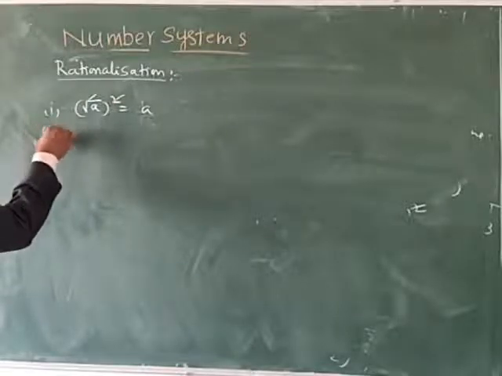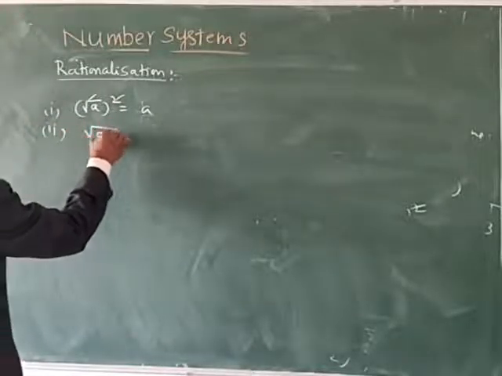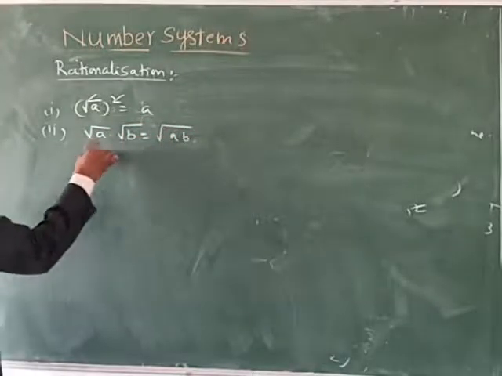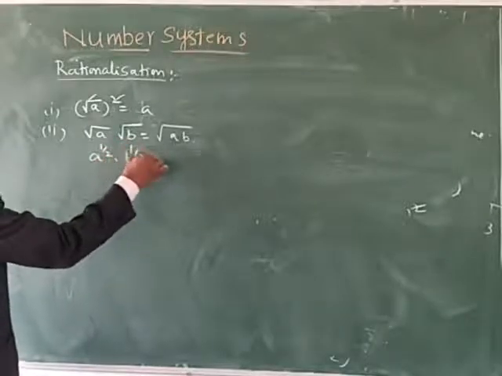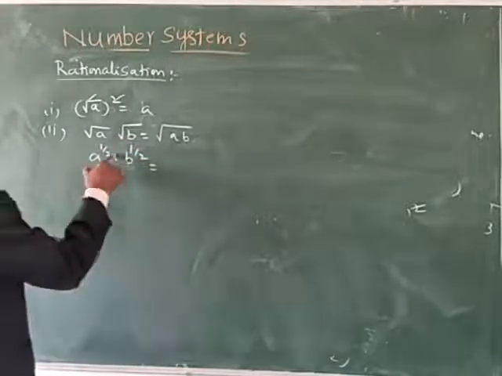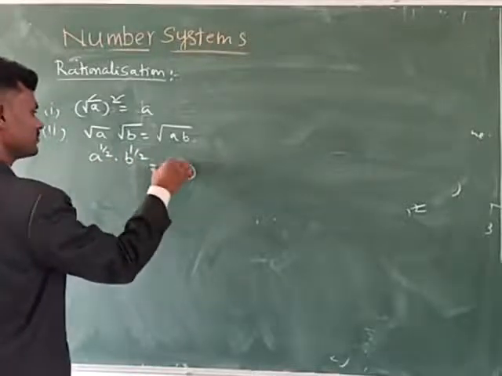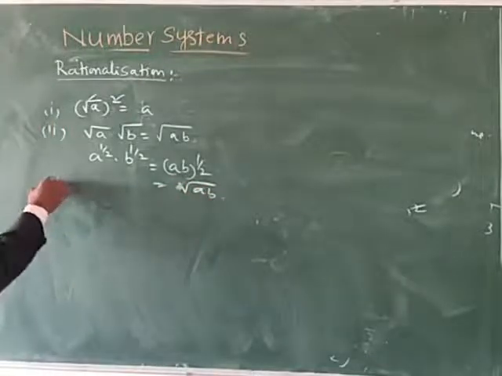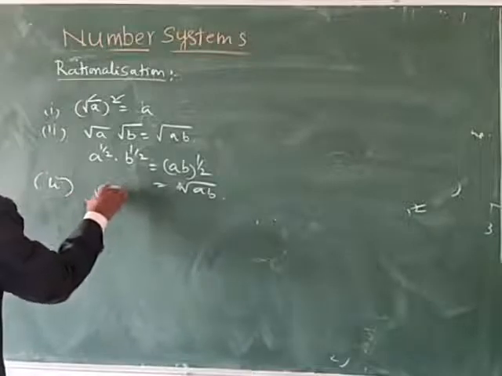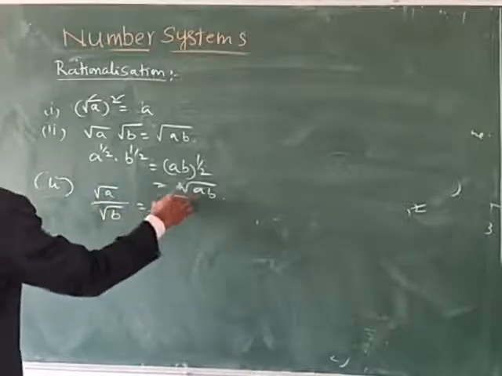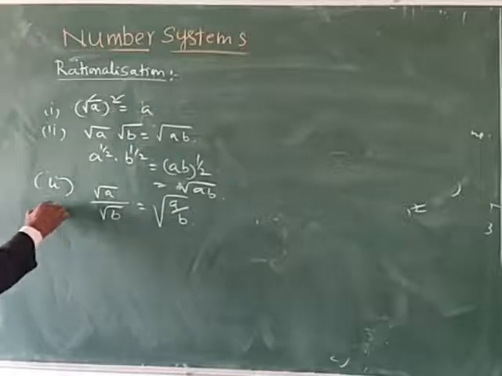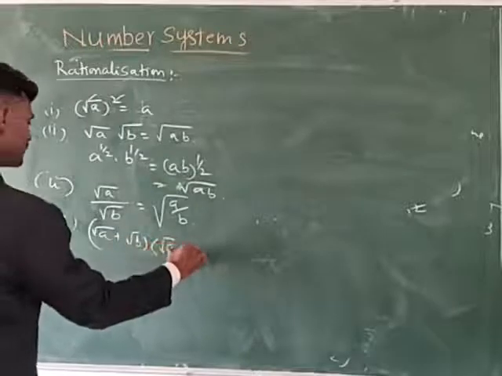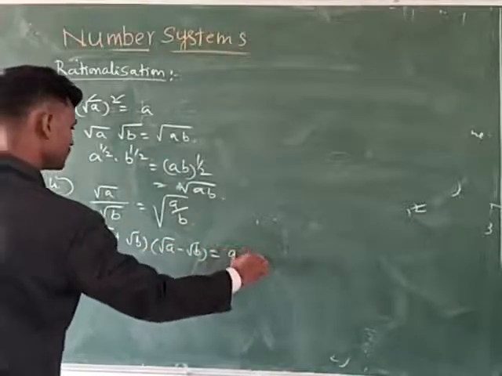Next one is root a into root b is equal to root ab. This is written as a power 1 by 2 and b power 1 by 2. The bases are different and the powers are the same, so you write the same power, and then this is rewritten as under root ab. Now the third one is root a by root b. This is written as root of a by b. Next, (root a plus root b) into (root a minus root b) is written as a minus b.